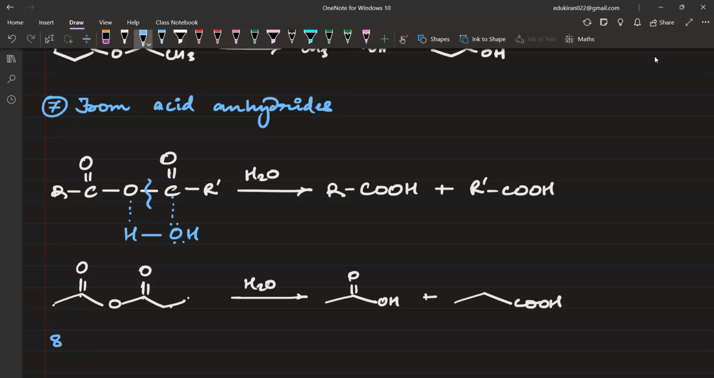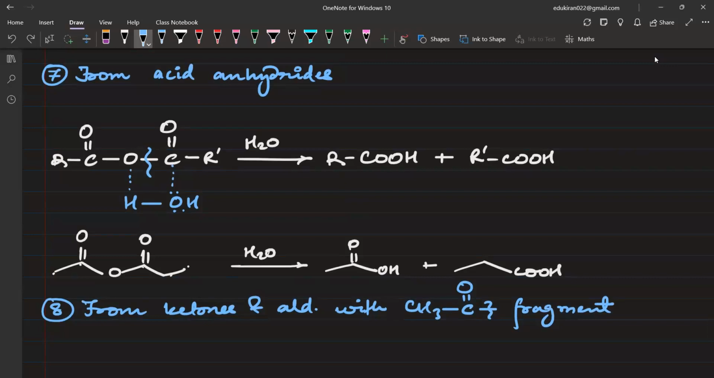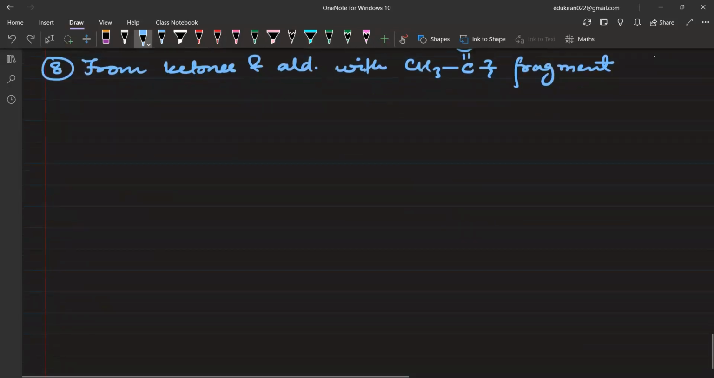Write the last MOP, that is from ketones and aldehydes, from ketones and aldehydes with CH3 C double bond O fragment. ठीक है. This is basically the haloform reaction.